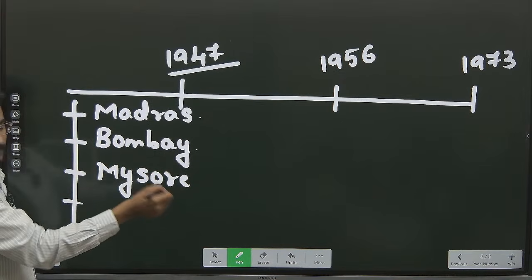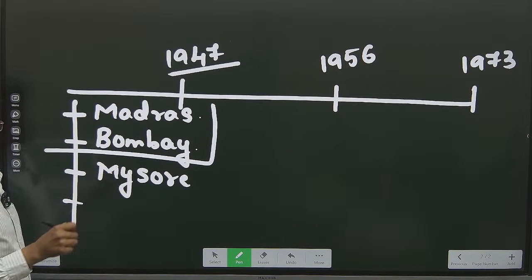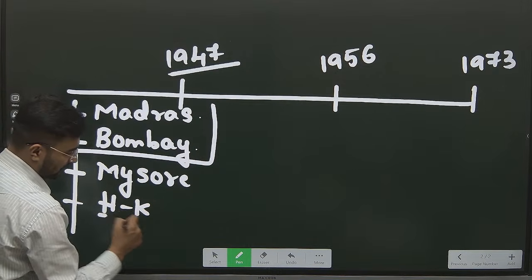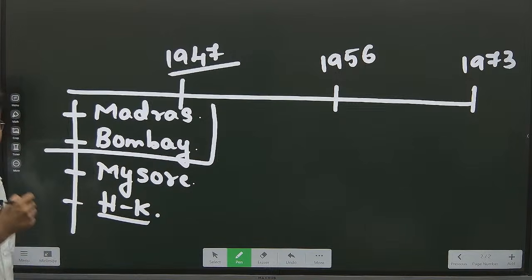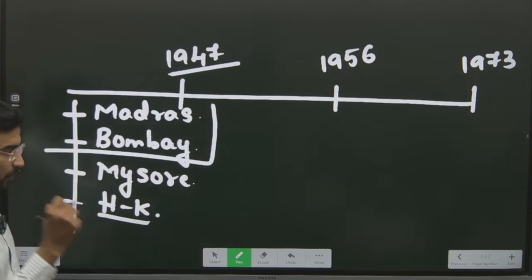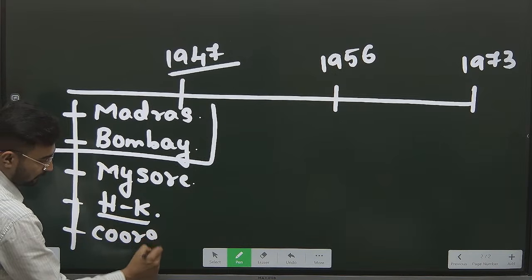ರಾಜರ ಆಳ್ವಿಕೆ. ಇದು ಬ್ರಿಟಿಷ್ ಪ್ರಾವಿನ್ಸಸ್, ಇದು ರಾಜರ ಆಳ್ವಿಕೆಯಲ್ಲಿತ್ತು ಮೈಸೂರು. ಅದಾದ್ಮೇಲೆ ಹೈದರಾಬಾದ್. Karnataka was under the control of whom? Nizams of Hyderabad. Along with that, we also had which one? Coorg.